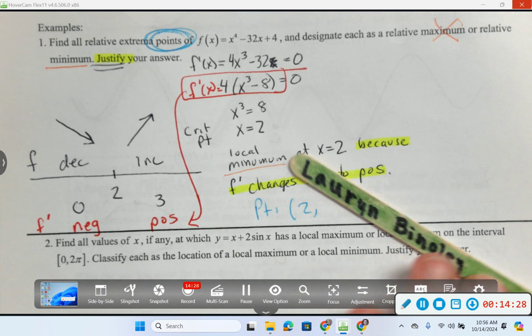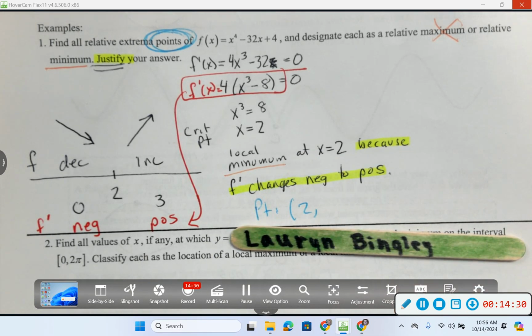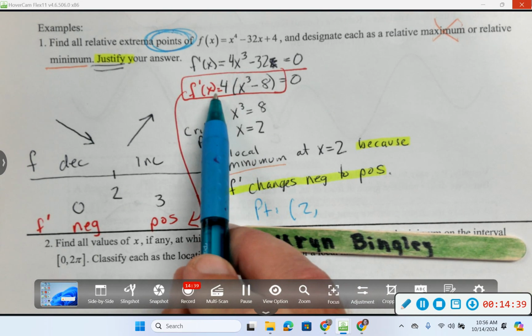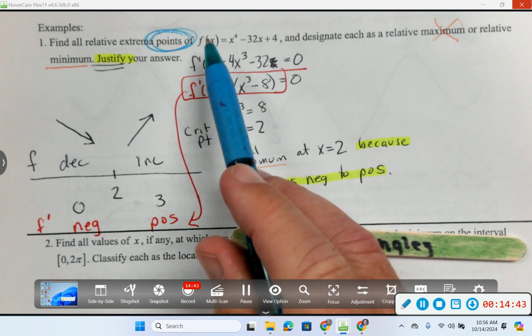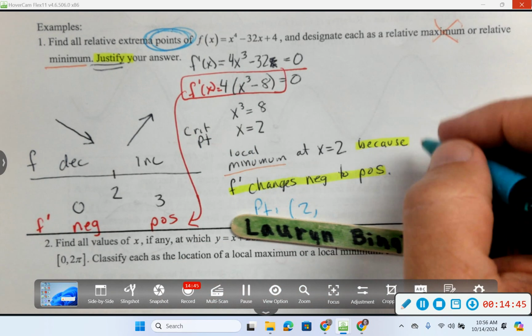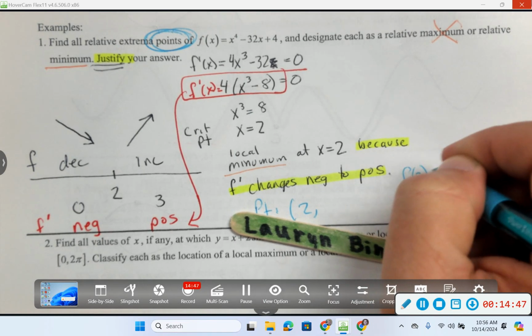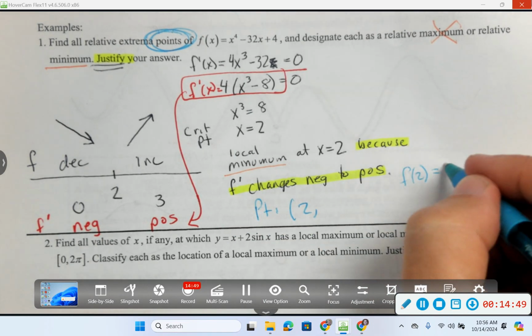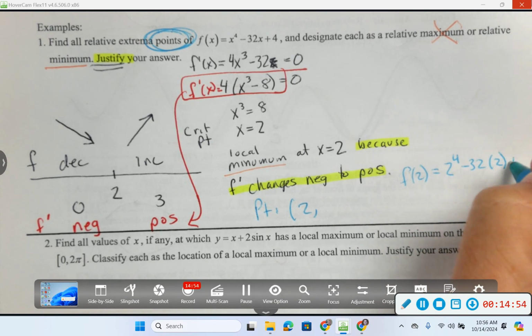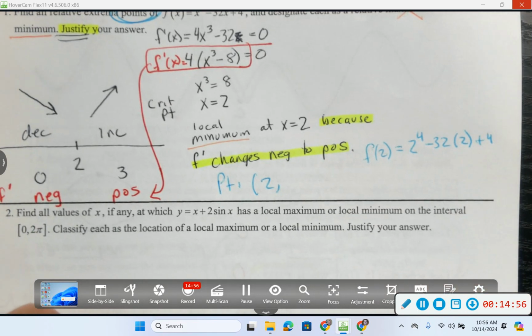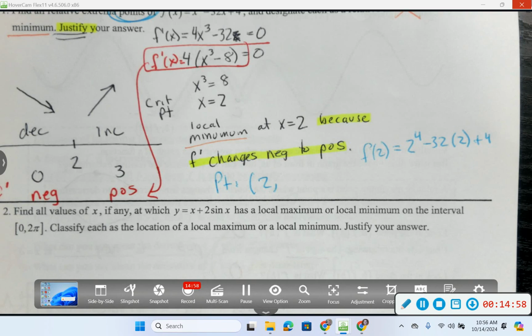Pick on somebody. Lauren, if I know the x value, how am I going to find the y value? Perfect answer. We're going to plug in 2 into f of x. Not into f prime. That would tell me the slope at f, which we already know is 0. I want the y value at f, so I need f of 2. So let's see, 2 to the 4th minus 32 times 2 plus 4. Well, it's the end of a problem.